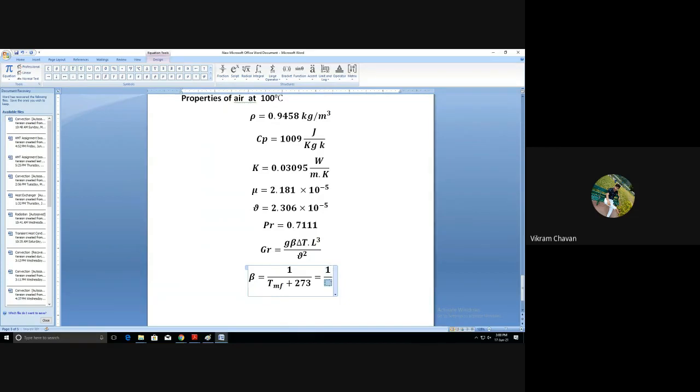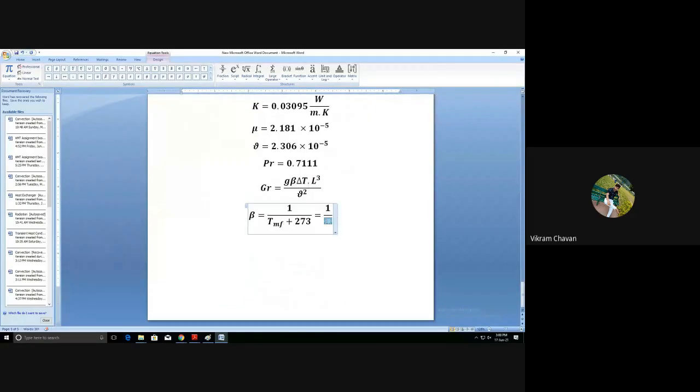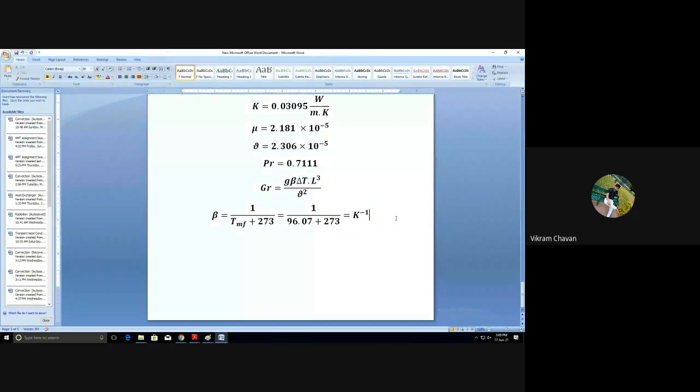Which will be equal to 1 divided by, T suffix mf, how much? 96.07, 96.07 plus 273. Do the calculation and find out beta first of all, and its unit will be Kelvin raised to minus 1. Determine the beta value first of all. Then delta T is nothing but the surface temperature minus the surrounding temperature. L is known and nu is known. So once you get the beta value, you can calculate the Grashoff's number.